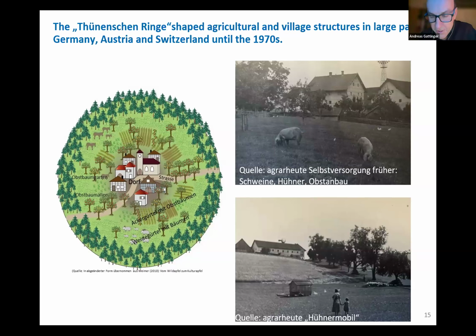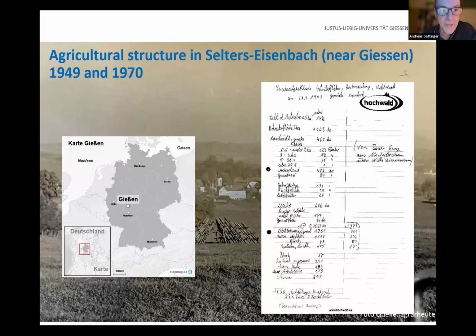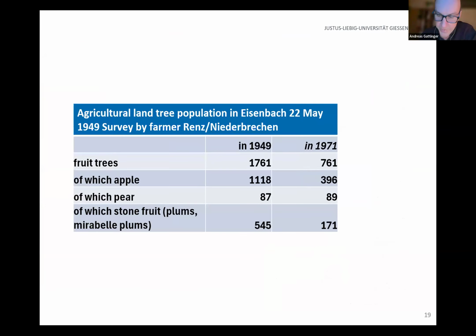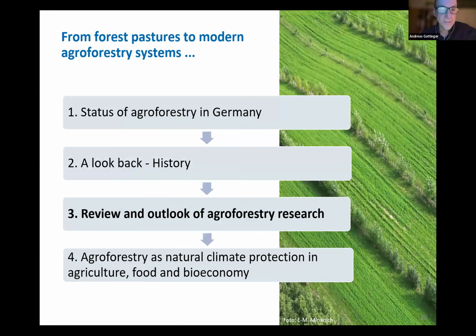And you see here pictures from my own town, where I come from, which is close to Gießen, north of Frankfurt. I want to show especially the fruit trees in 1949 and 1971. In 1949, there were in this area of 700 hectares of agricultural land nearly 2,000 fruit trees. And 25 years later, just half existed, and now we are talking about less than 25% of these fruit trees. So the importance got lost.